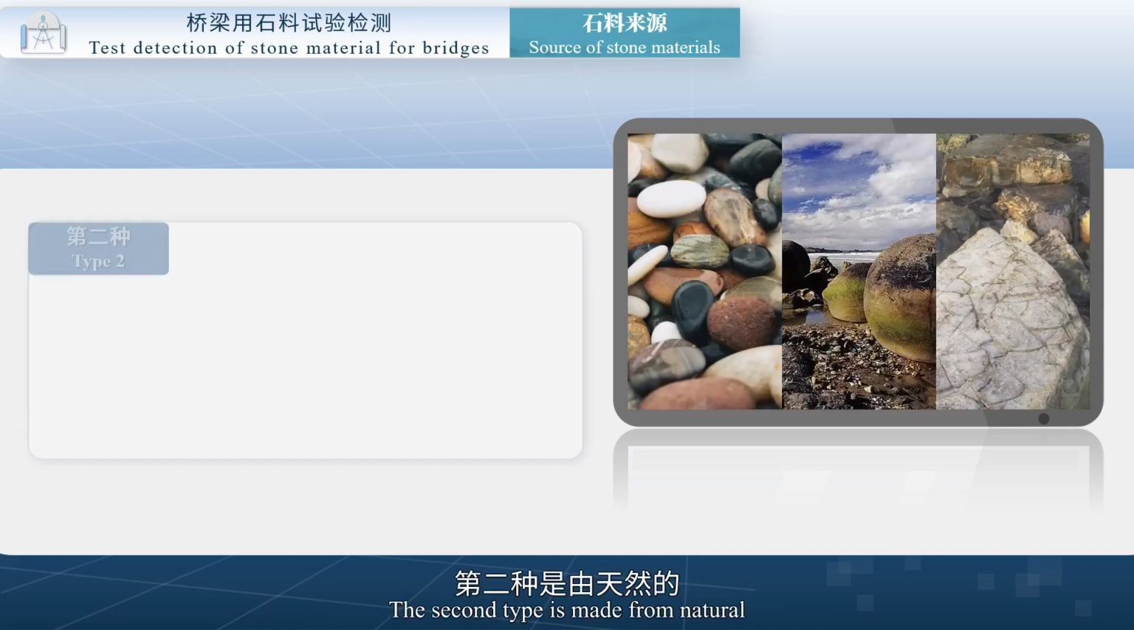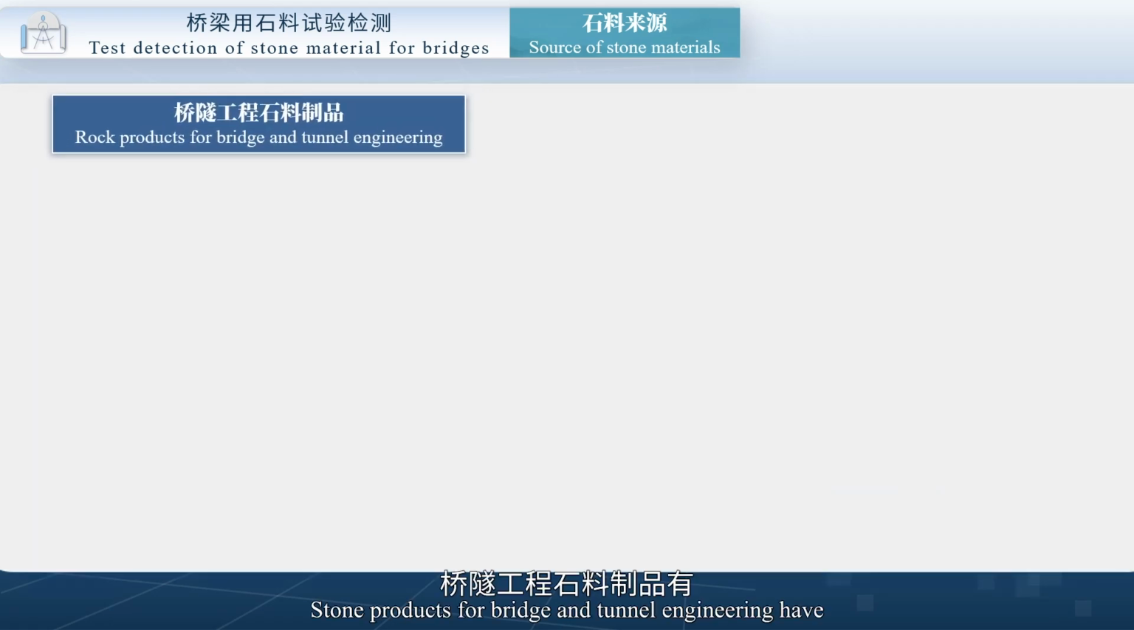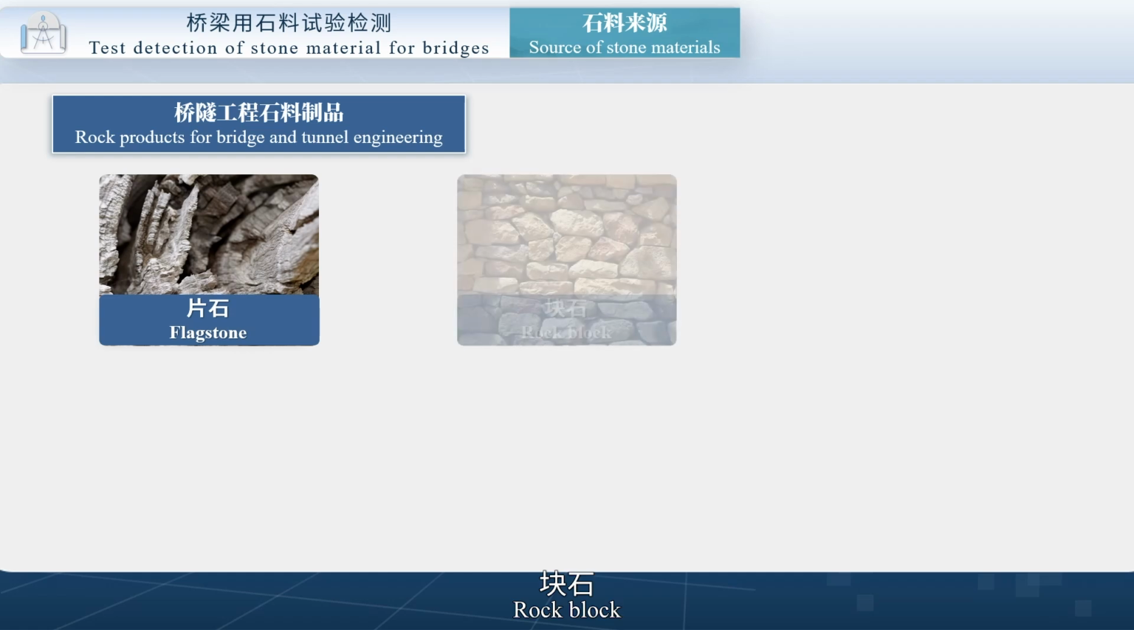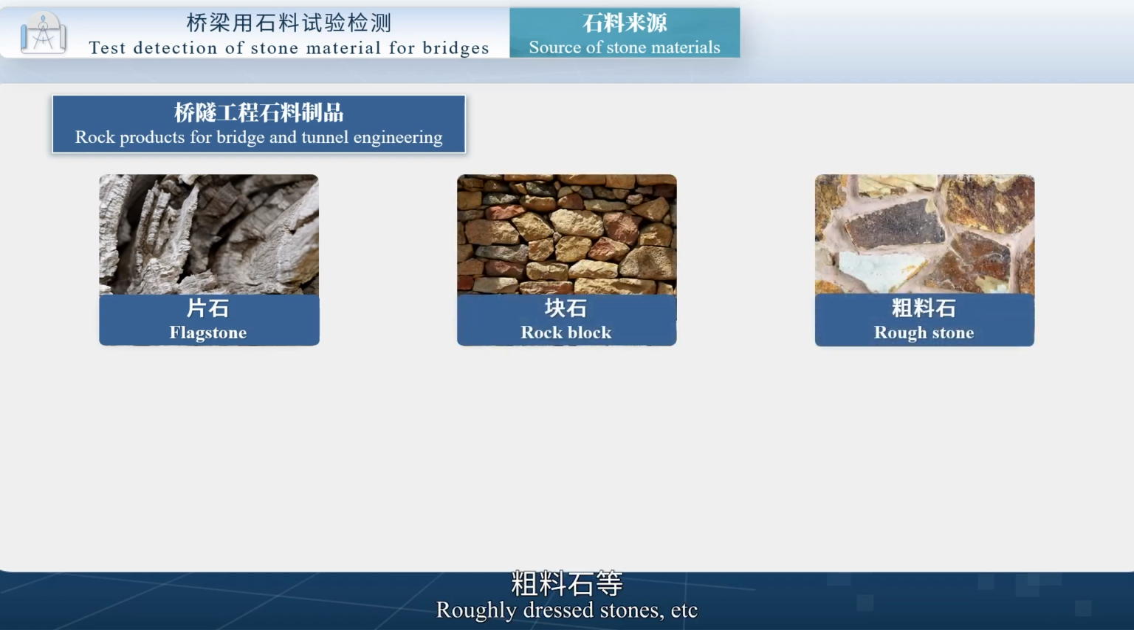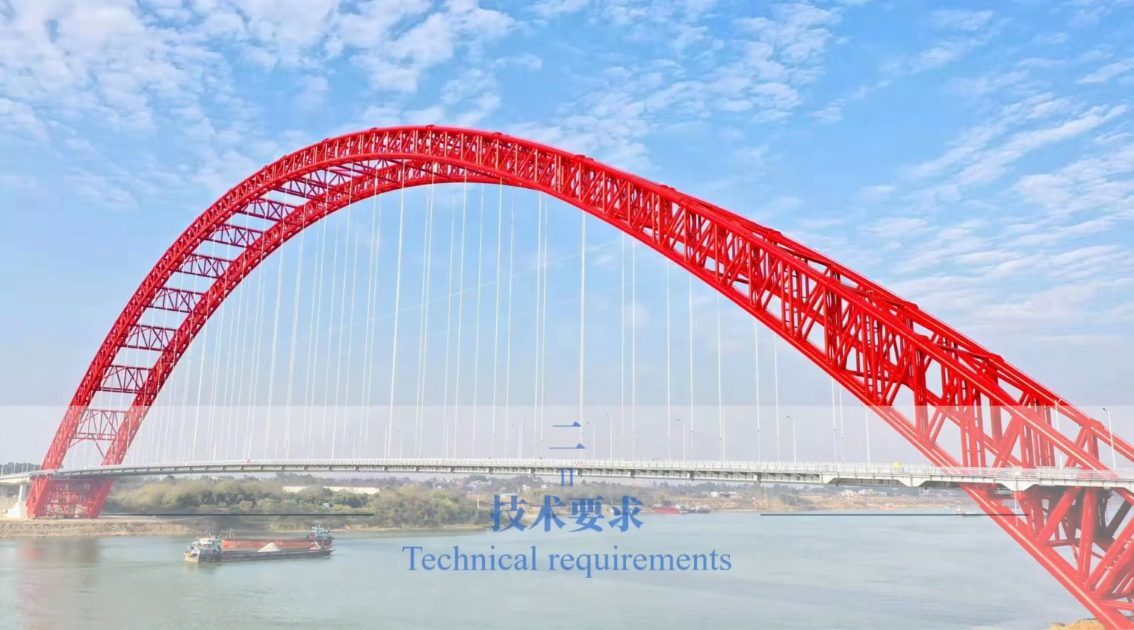The second type is made from natural pebbles, cobbles, and boulders, processed into stone products for bridge and tunnel engineering, such as flagstone, rock block, roughly dressed stones, etc. These stone materials are mainly used for masonry engineering, such as the arch ring, abutment, foundation, conical slope, etc.